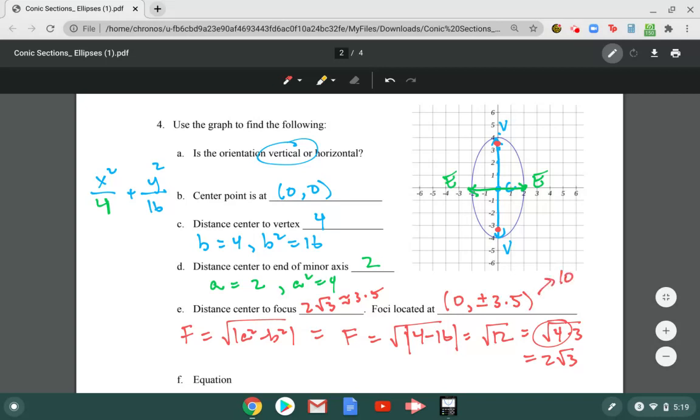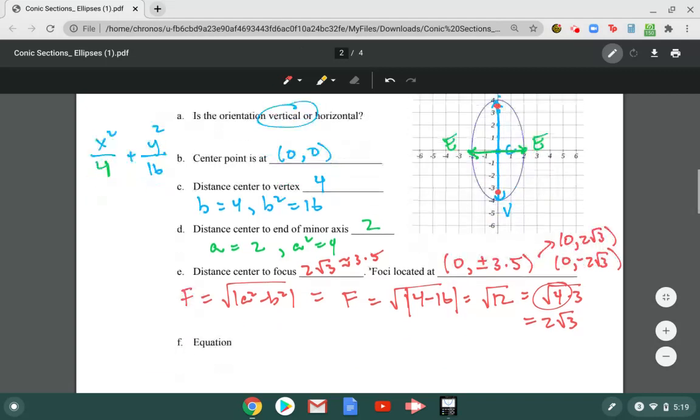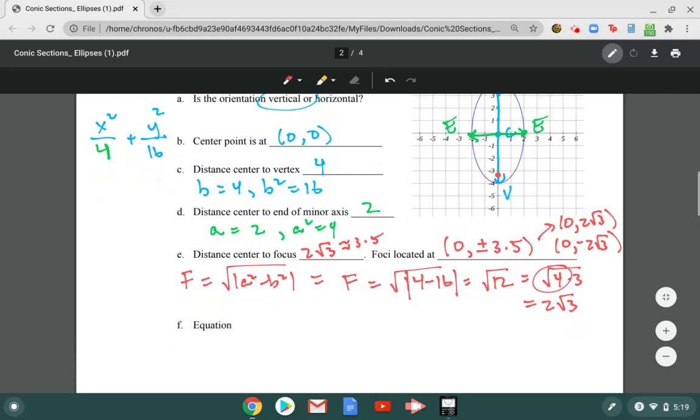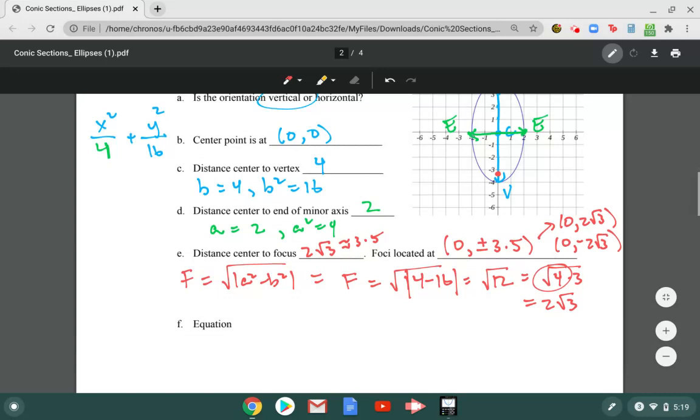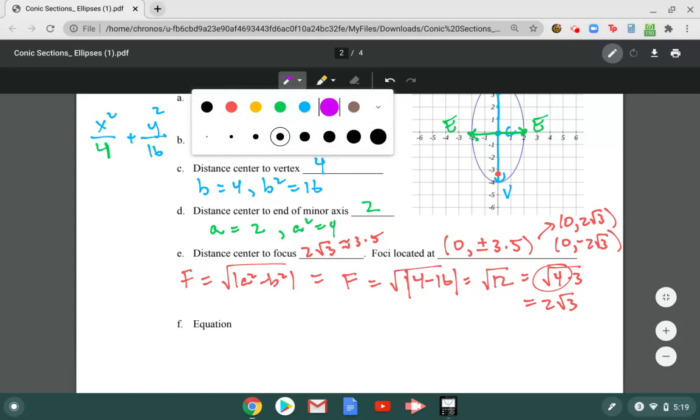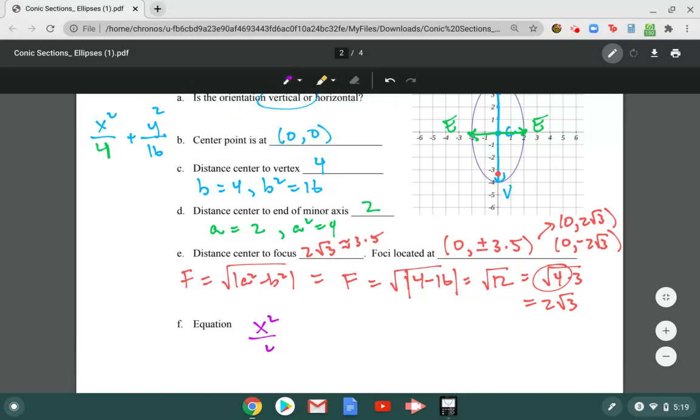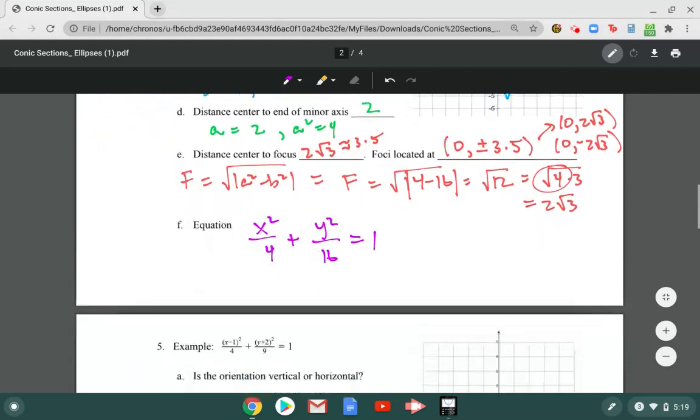Or we could label that as 0, comma, I'm going to do my 2 radical 3 just to remind us what the exact values are, minus 2 radical 3. Okay, and the equation. We actually pretty much had it right there next to part B. Do you see that equation? I'm going to go ahead and draw this in purple. X squared over 4 plus y squared over 16 equals 1 is our equation, squaring the distance to the vertex and the distance to the minor axis for those denominators.